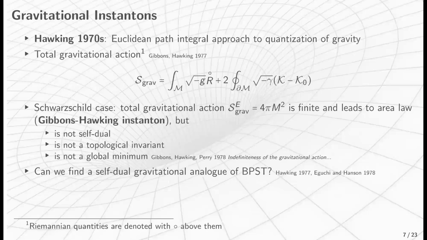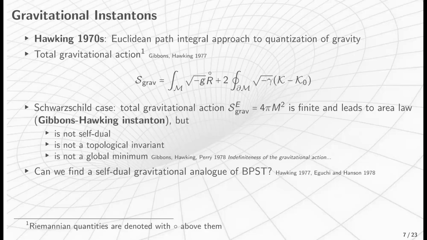But around the same time in the 1970s, people, I mean Hawking, wanted to do the same kind of construction, which was just discovered in Yang-Mills theory. They wanted to do the same in gravity. So Hawking in 1976-77 started what's called the Euclidean path integral approach to quantization of gravity. So basically the idea was, well, let's follow the success of Yang-Mills theory and try to quantize using Euclidean path integrals. So let's quantize gravity.